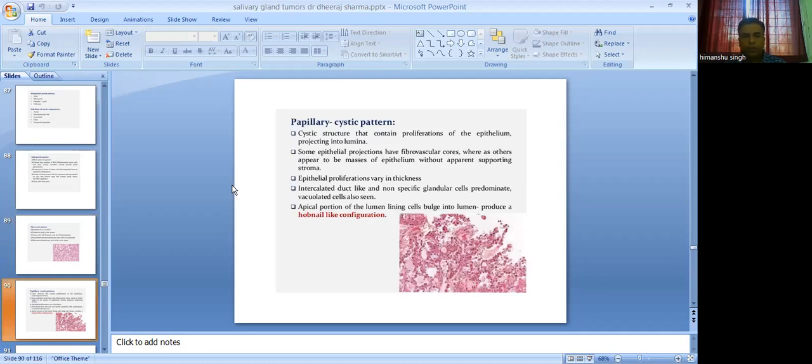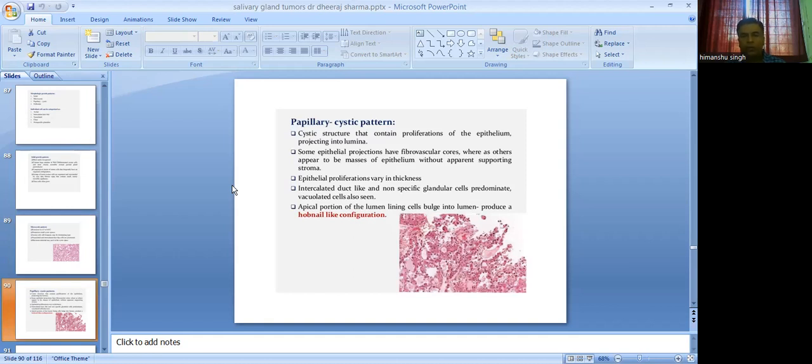Then we have the papillary cystic pattern, in which the cystic structures contain a proliferation of epithelium projecting into the lumen. Some epithelial projections have fibrovascular cores, whereas others appear to be masses of epithelium without apparent supporting stroma. Epithelial proliferations may vary in thickness.